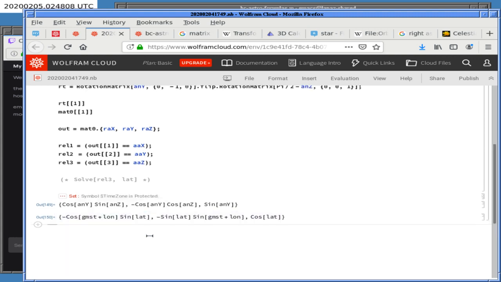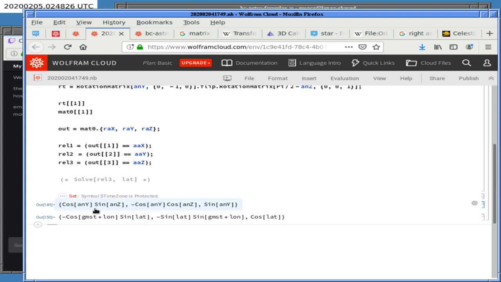We're close on that one. Not at all close on that one. And in fact, it looks like our angle y and our angle z are totally not combining correctly.